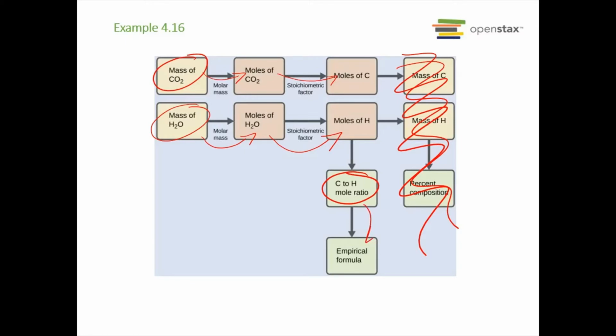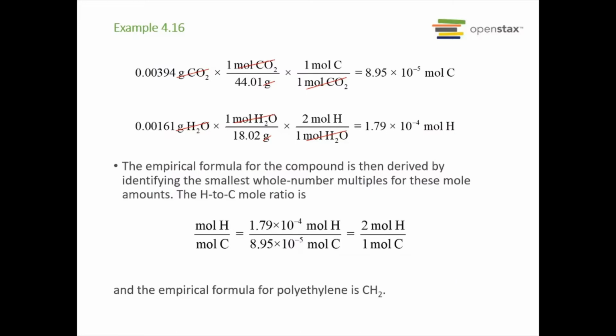So we're going to go through an example. We're going to go through the math to show you how to do this, because it's a little intimidating looking at it, and I totally understand. So let's start with the carbon dioxide. We have 0.00394 grams of CO2. That's what we were given.